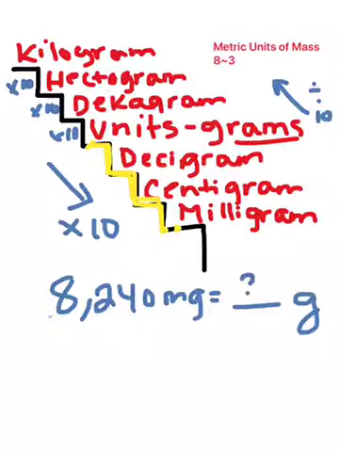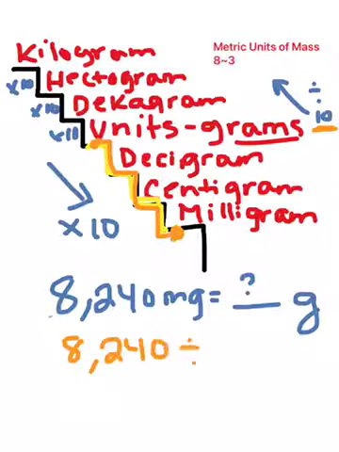Okay, now I'm going to choose a different color so you can see the difference. Let's do orange. So this time we're starting at milligrams and we're ending at grams. So we are going to go up 1, 2, 3. So we're going to now divide by 10 each step. So divide by a total of 1,000. So I've got 8,240 divided by 1,000.